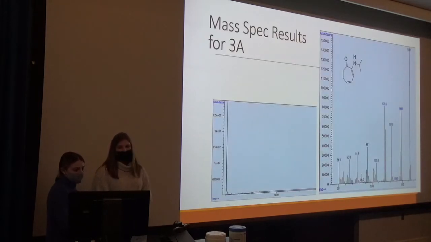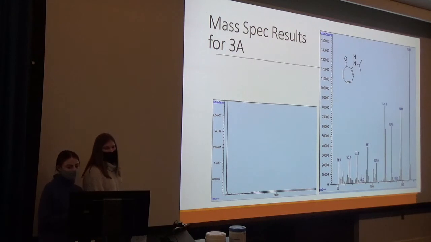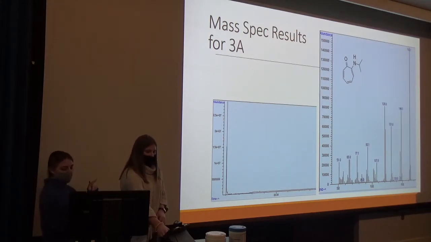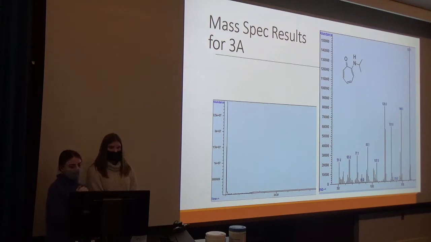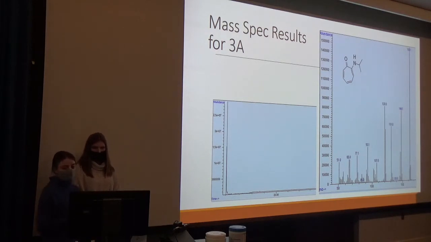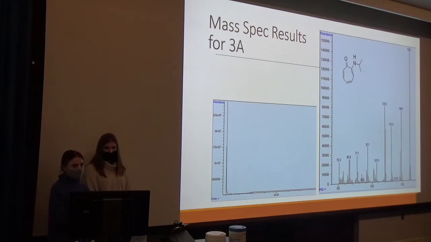So these are the mass spec results for product 3A, which contained the isopropylamine compound. There's only one peak in the chromatogram, which is the first one shown, which indicates that our sample was well purified. And the mass spec, which is the second, shows the molecular ion peak and base peak are the same at 163.1 grams per mole. And the molecular ion peak is also the same molecular weight as my compound, indicating that we reached the desired product.